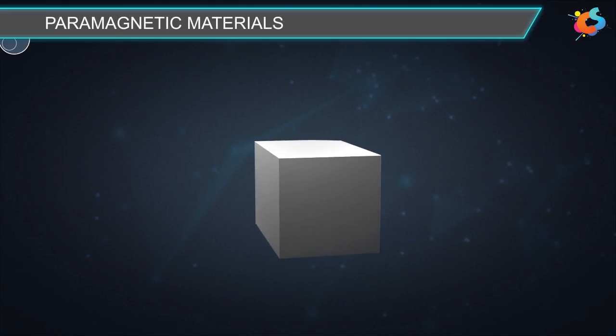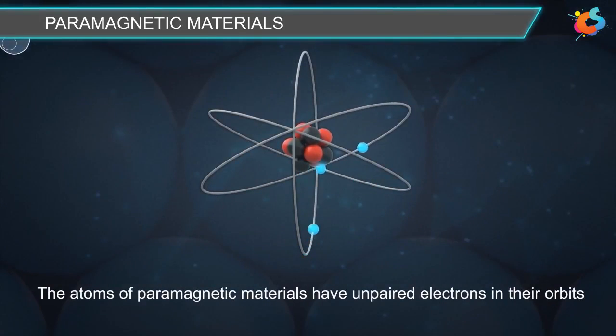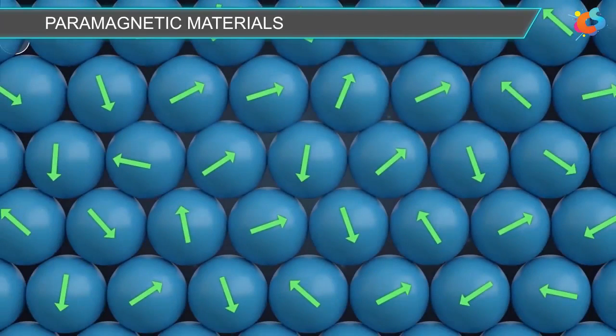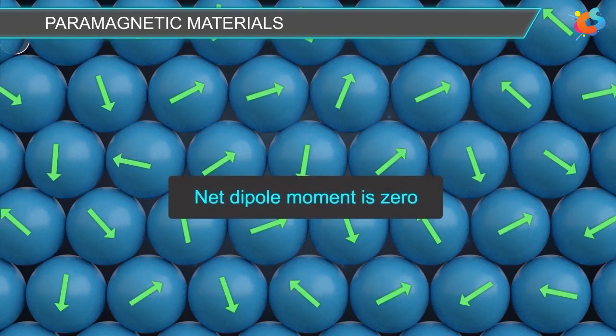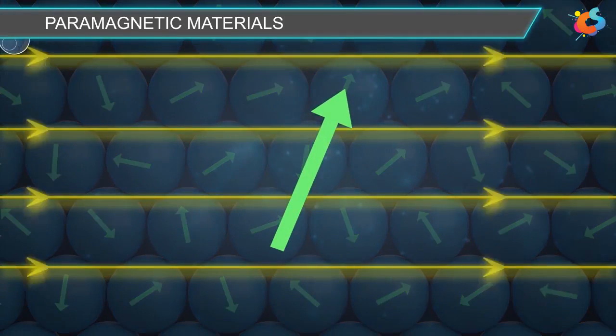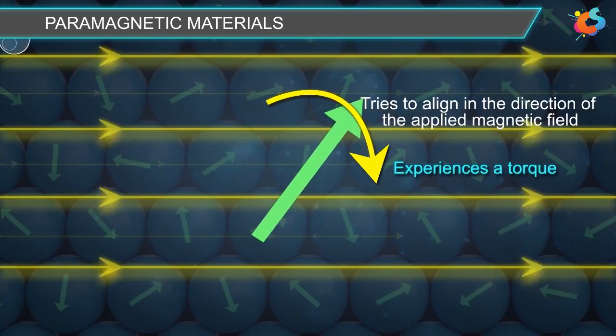Paramagnetic materials. The atoms of paramagnetic materials have unpaired electrons in their orbits, due to which they have a permanent dipole moment. In the absence of an external magnetic field, the magnetic moments of atoms are randomly oriented and the net dipole moment of such material is zero. When an external magnetic field is applied, the magnetic dipoles experience a torque and try to align in the direction of the applied magnetic field.